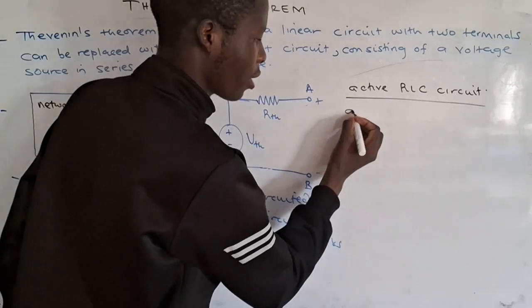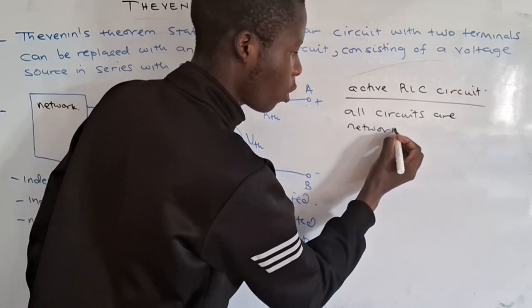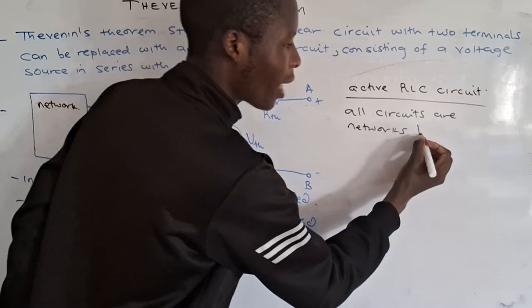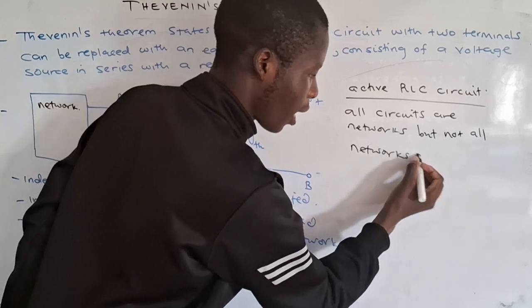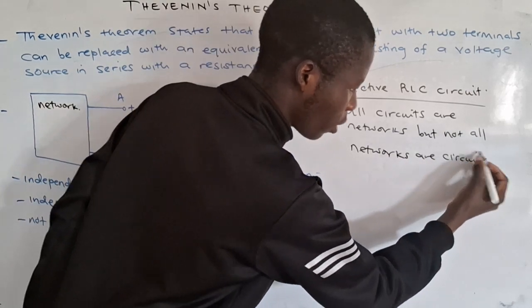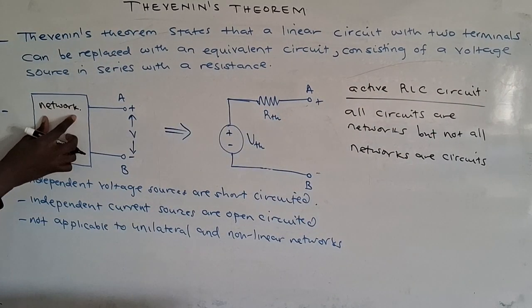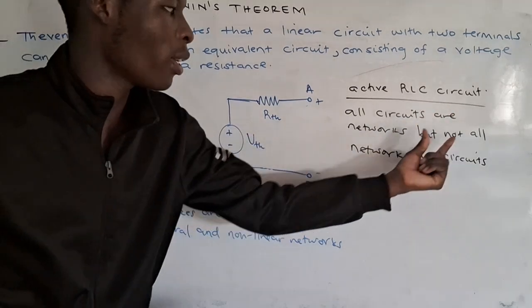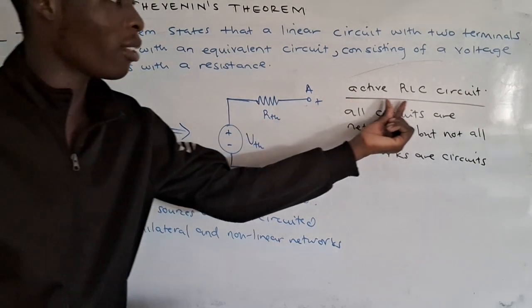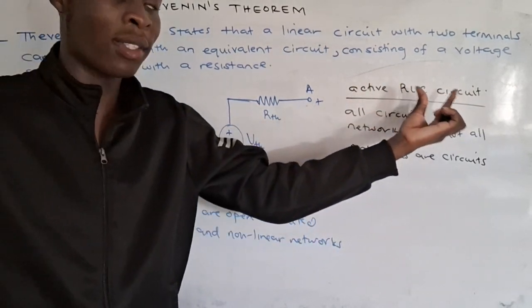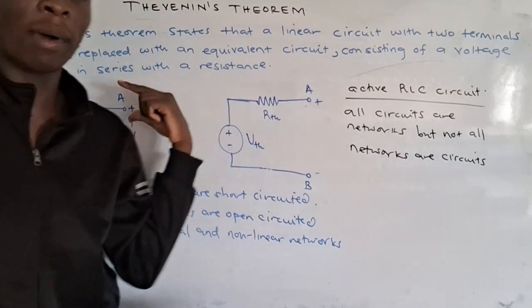Remember, I told you in the previous class, all circuits are networks, but not all networks are circuits. This statement is important. You may be confused why he is saying this is an active RLC circuit, but now he's saying this is a network. All circuits are networks, but not all networks are circuits. So this is an active RLC circuit. It means there are resistors, inductors, and capacitors, and a power supply is also there.